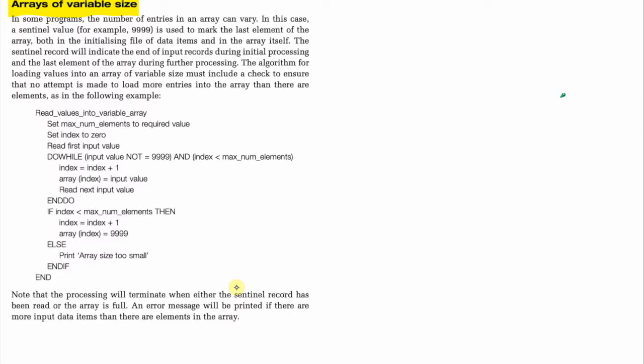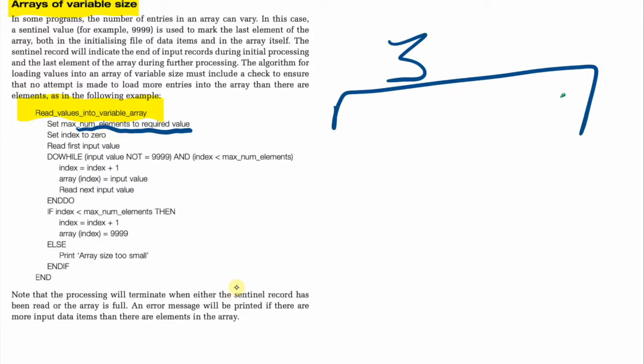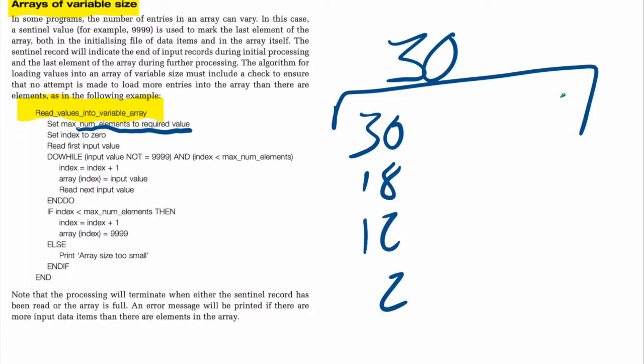So what this particular read values into variable array is suggesting is that we don't know how many values are going to be read into here. We're still going to have a max number of elements required. So this particular array has a total maximum number. So we'll just reuse 30 here. But whether I read in 30 values or 18 values or 12 values or 2 values, that's going to depend on how much data there is in this particular file.